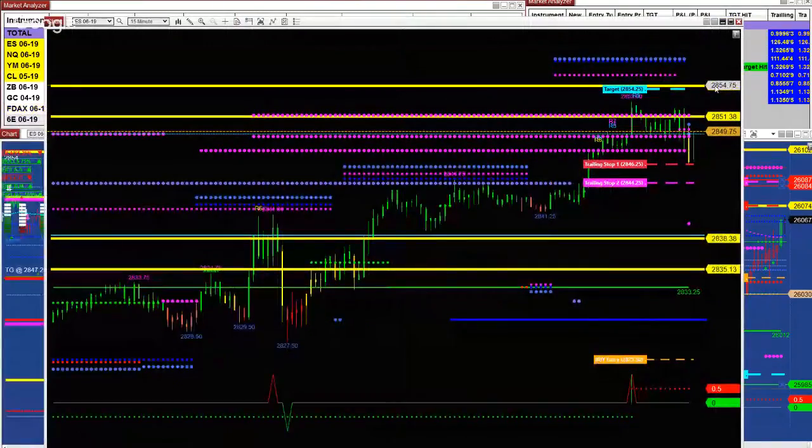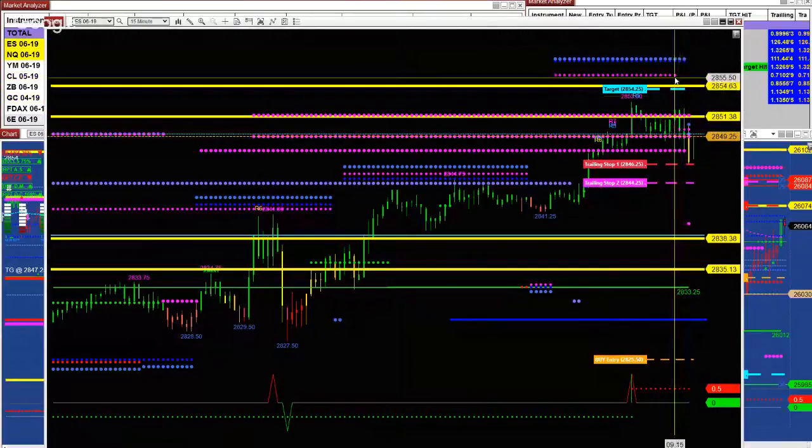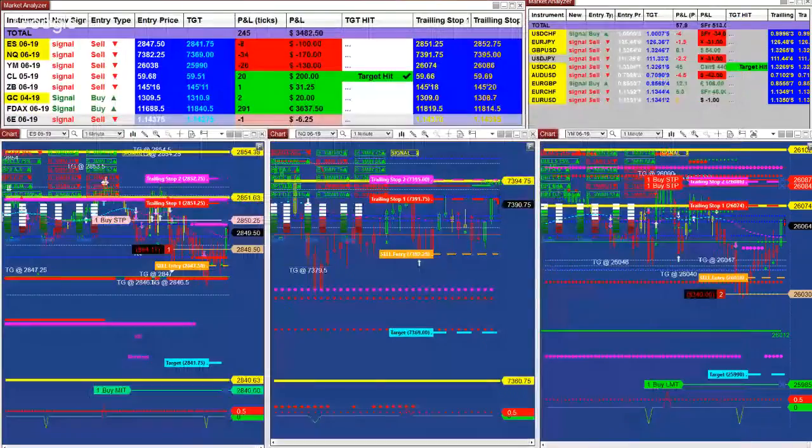This little noise, I call it movement, we are still facing a triple resistance line here, followed by a major resistance line, followed by a target, and then followed by a double support. There is no way out of that chop market. Absolutely, there is no way out of that chop market.